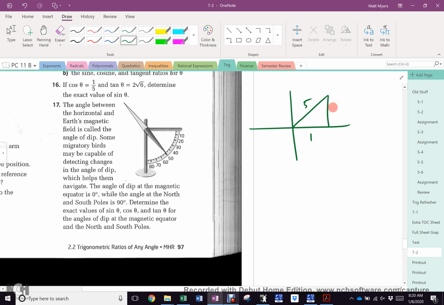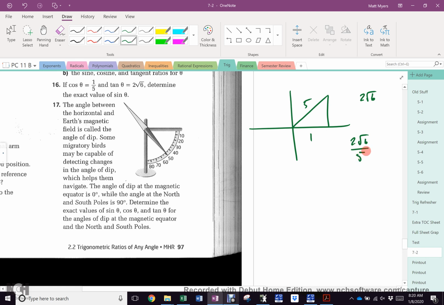How do I find the third side of a right angle triangle? C squared minus A squared. 25 minus 1 is 24. So that's root 24, isn't it? What does that simplify to? 2 root 6. And then, of course, sine is 2 root 6 over 5.